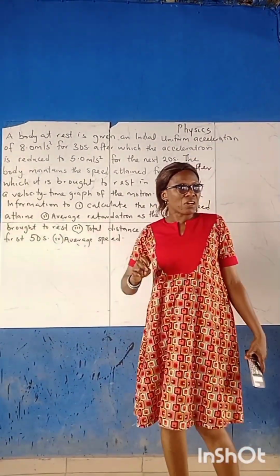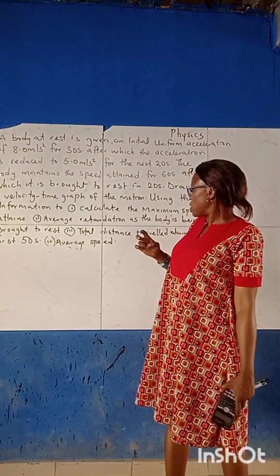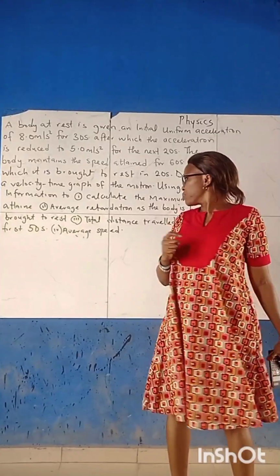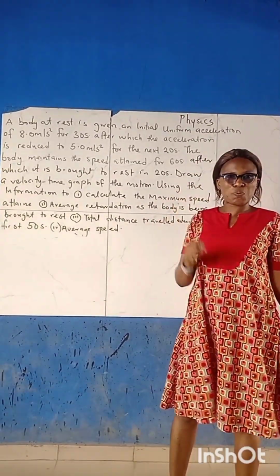Draw a velocity time graph. Then we have to calculate the maximum speed. We have to calculate the average retardation. Then we have to calculate the total distance covered and the average speed.